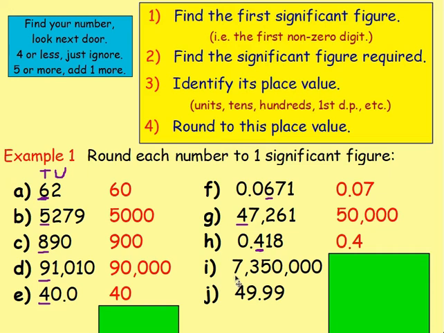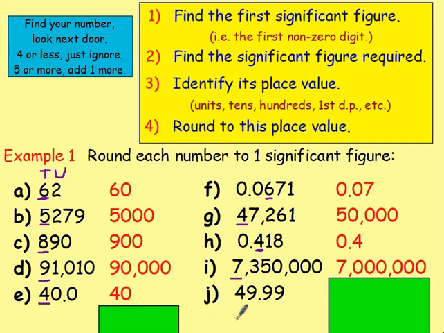With I, we have 7,350,000. The first significant figure is the 7. So we want to round to that. Find our number, look next door, it's 4 or less, so we just ignore. So instead of being 7 million and something, it just goes to 7 million.